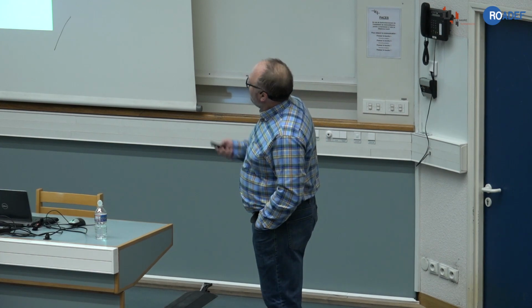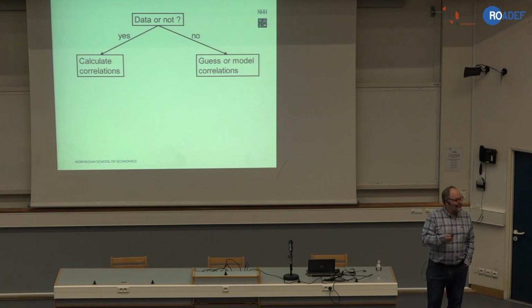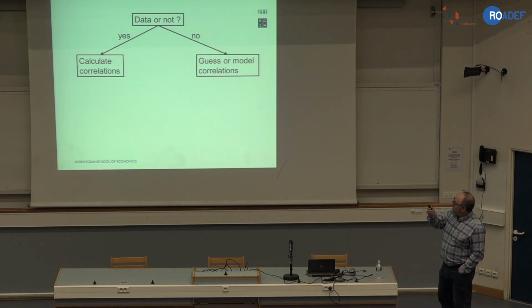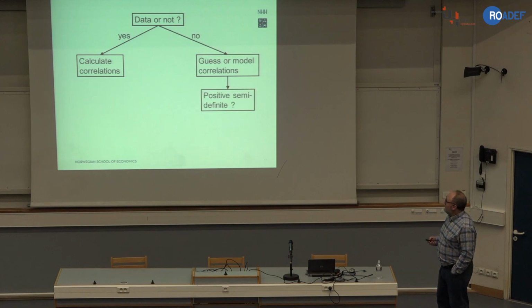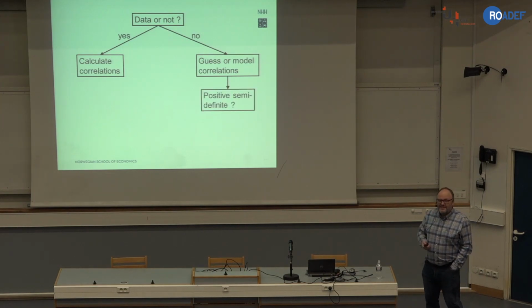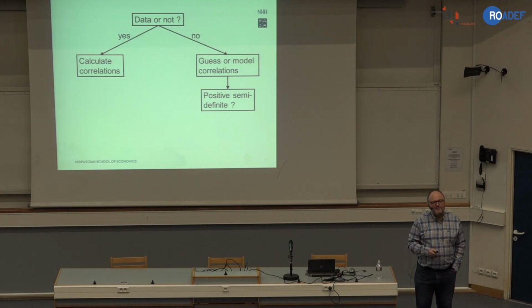So if you have data, you could calculate correlations. There is an issue of whether or not your estimates are good, but at least you can calculate them. If you don't have data, you have to guess or model correlations, right? That's what we usually do. Now, of course, when we guess a correlation matrix, this is a technical term: is it positive semi-definite? It means, is the matrix you guessed actually a correlation matrix, or is it just a matrix?